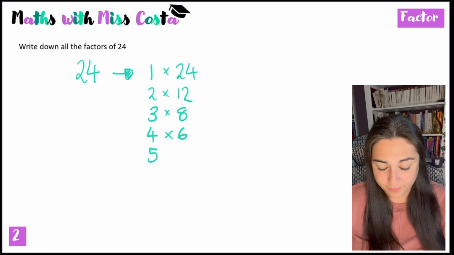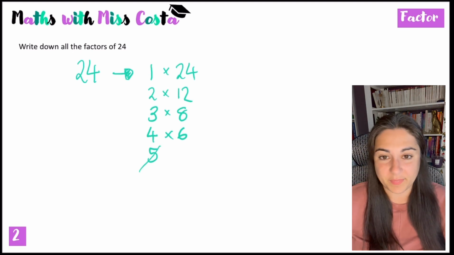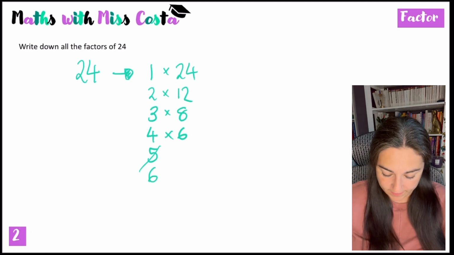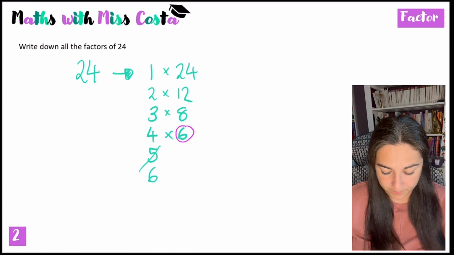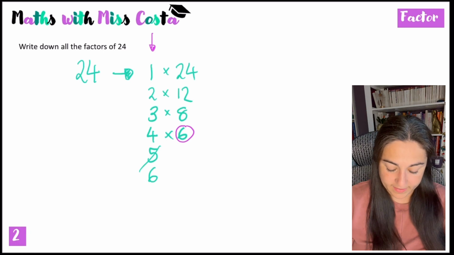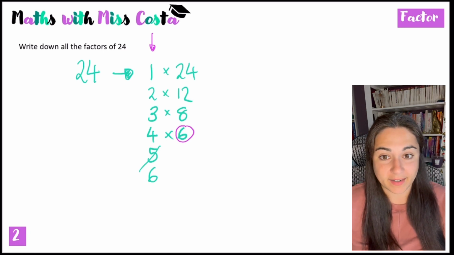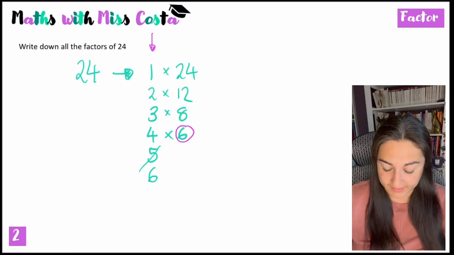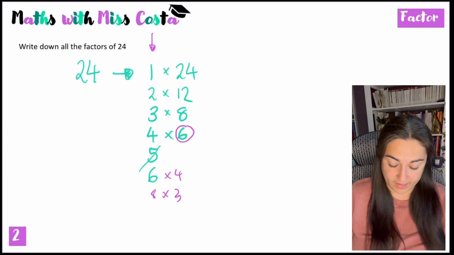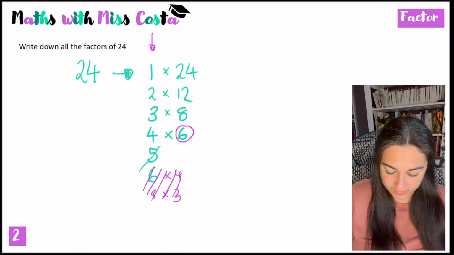Then I could try 5, but you know it's not going to be a factor of 24, because it does not end in 5 or 0. Then we could try 6, but hopefully you notice that 6 already appears on this side. So once a number on your first side matches a number on the second side, you know you've gone through all of the factors. Because if I kept going, I would have 6 times 4, then I'd try 7, 7 doesn't go into it, then I'd try 8, I'd get 8 times 3. So we don't need to do that.